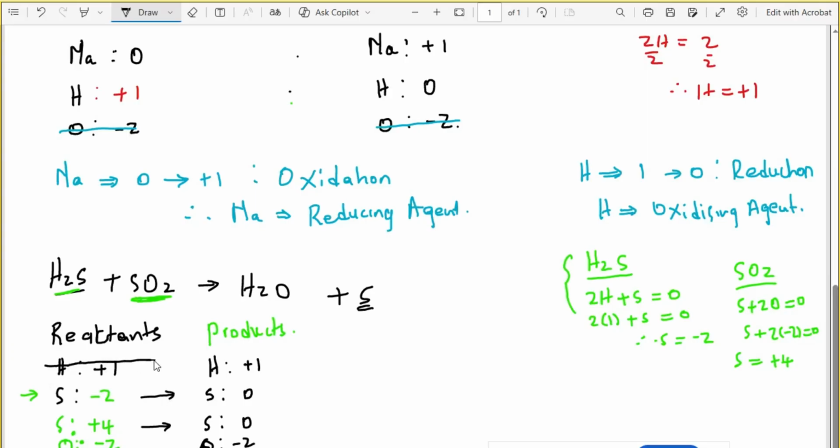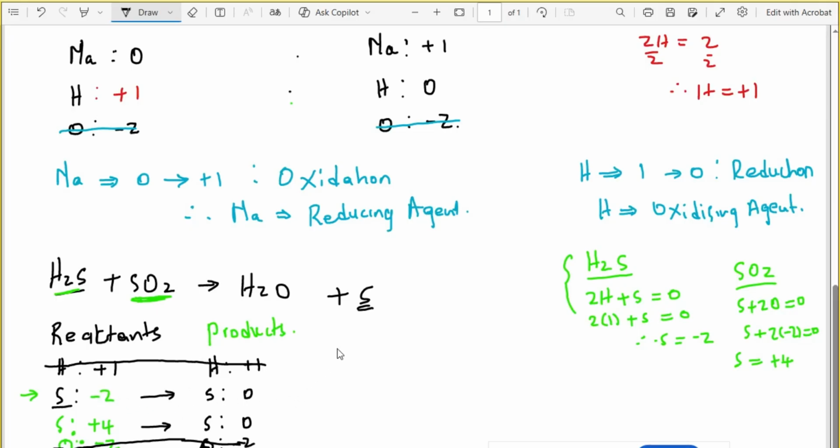So nothing happened on H. I'm just going to scratch that. And then nothing happened on O, right? Maybe we can just scratch that for now. And then let's look at this S. So this S is the one that is in H2S, right? So the S in H2S, it's from -2 to 0.